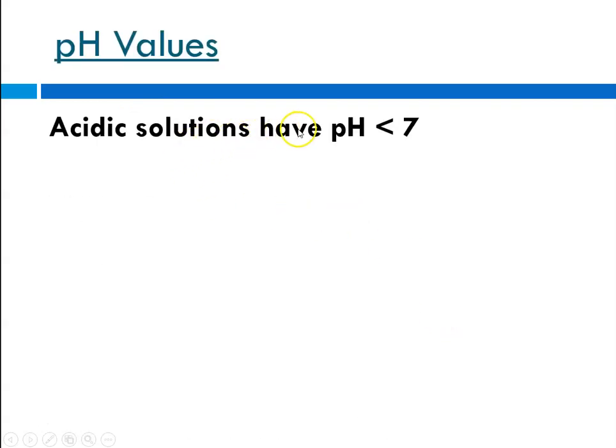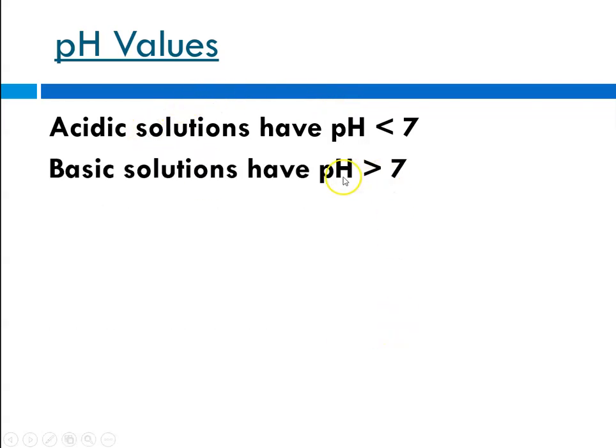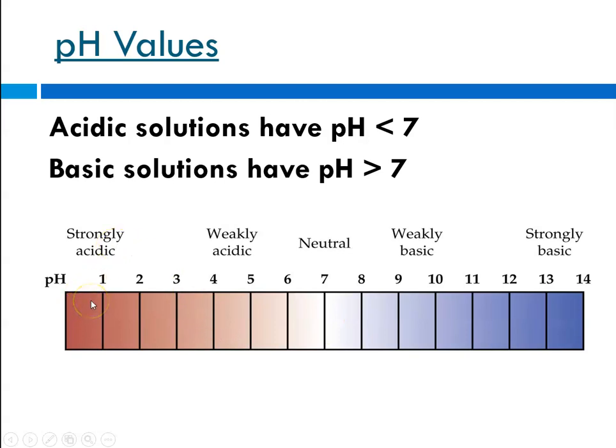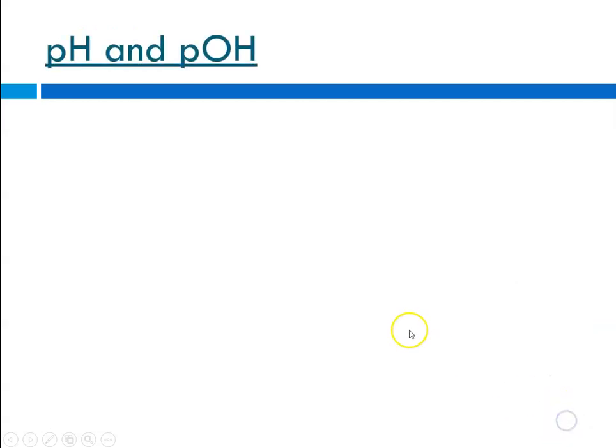Acidic solutions are any solutions that have a pH value of less than 7, so 6.99 would still be slightly acidic. And basic solutions have pH greater than 7, so 7.1 would be slightly basic. Our pH scale goes from 0 to 14, the reason being that our Kw for water at 25 degrees C is 1 times 10 to the minus 14, so that's where we're getting this value of 14 from. Strongly acidic compounds would be down here in the 1-2 range. Strongly basic compounds would be up here in the 13 to 14 range.